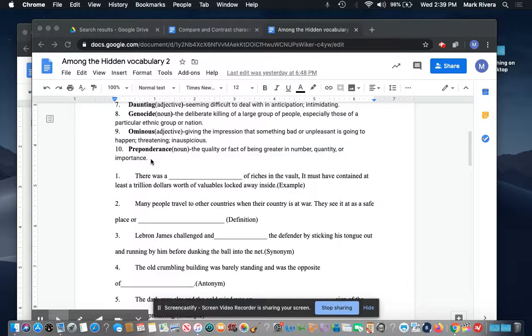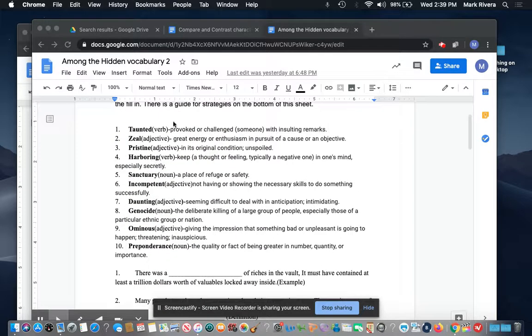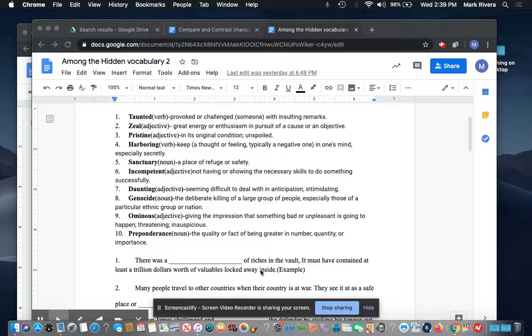And 10 is preponderance. Preponderance is the quality or fact of being greater in number, quantity, or importance. It's when you see a lot of something. It's a preponderance. So what you're going to do is take these words and figure out which ones go in the bottom. You can pause it now, and then we're going to get started on the reading when you're done.